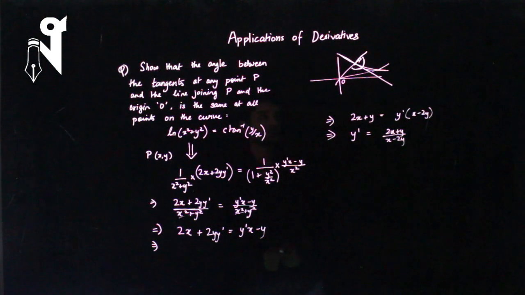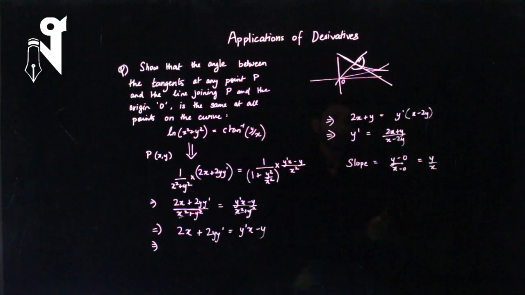Now what will be the slope of the line joining O and P? If you have P as x comma y, the line joining origin and P will have slope (y minus 0) by (x minus 0), because origin is 0 comma 0, so that's y by x. This is the slope of the line joining O and P, and I have the slope of the tangent at the point. Now I have to compare the angle between these two lines, the tangent and the line joining O and P.